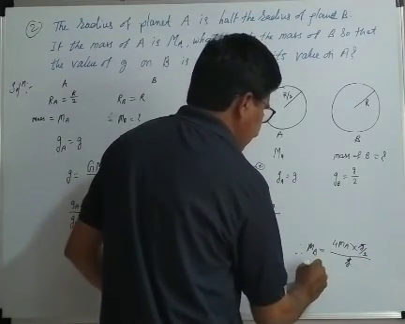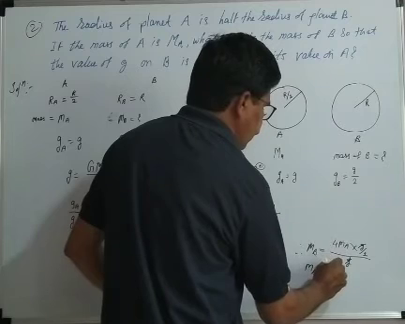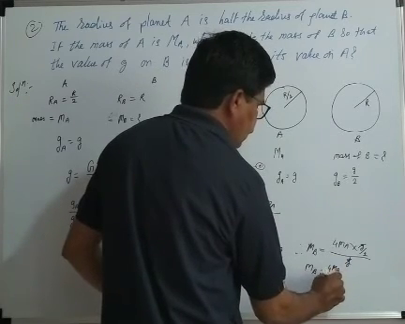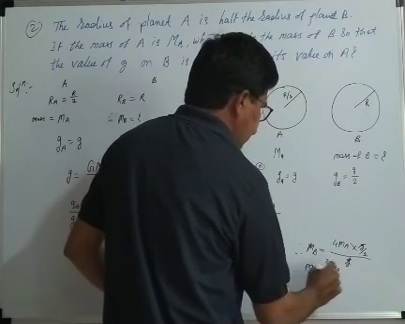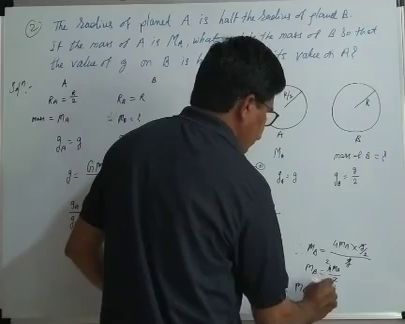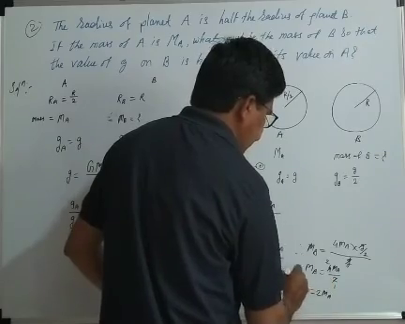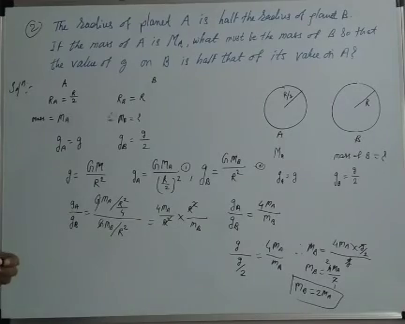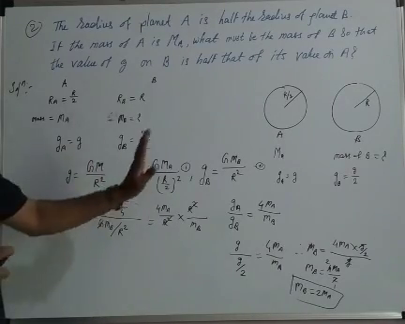Then MB is equal to 4 MA divided by 2, two ones are two, two twos are four. That means the value of MB is equal to twice MA, and this is the final answer. The mass of the second planet B is twice the mass of planet A.